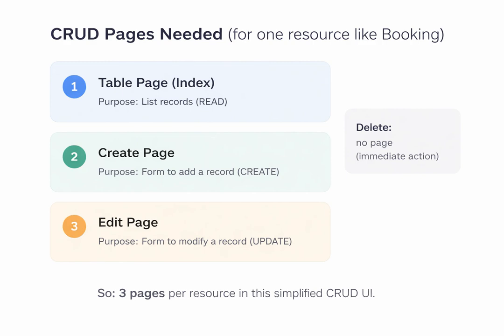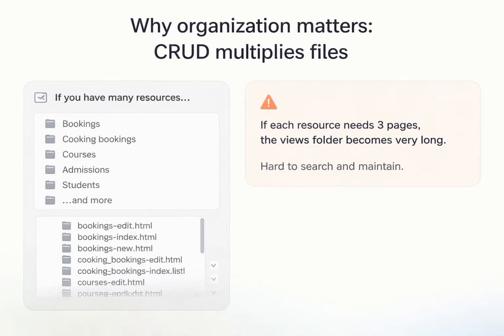1 page to list records, the table or index page, a second page with a form to create new records, and a third page with a form to edit existing records. Delete doesn't get its own page because it's triggered as an action from the list. Next, the instructor explains a practical problem.